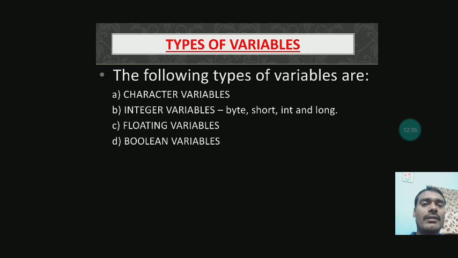And there are 2 types of floating variables. One is float and another is double. Float takes 4 bytes of memory and double takes 8 bytes of memory. And the fourth one is boolean variable. Boolean variable is used to check the condition whether it is true or false. It returns only 2 values, true or false.